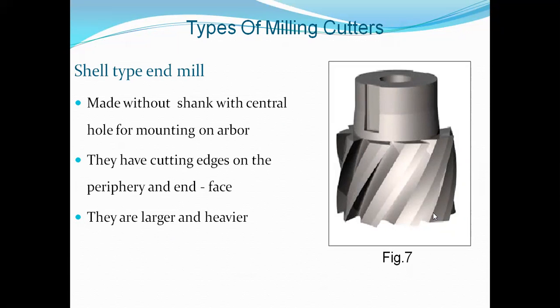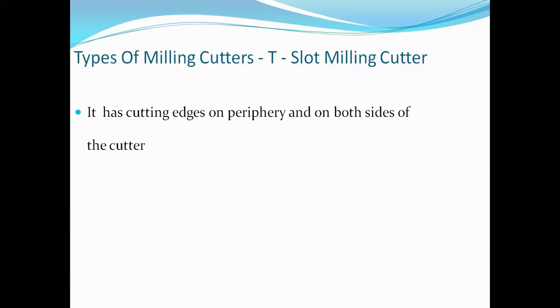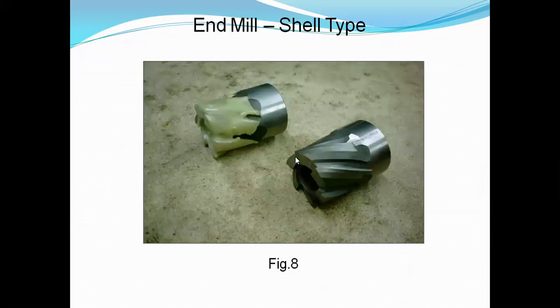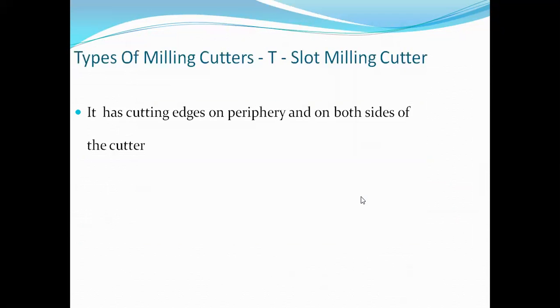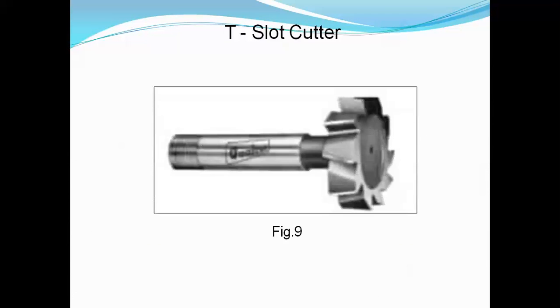End face means the downside also. So that's the reason it can be used for machining horizontal and vertical surfaces. Here we have cutting edges, and at the same time at the downside also cutting edges are there. Diameter ranges from 50 mm to 160 mm. So observe these cutting edges at the end side and also on its periphery. It has cutting edges on the periphery and on both sides of the cutter, used with a vertical spindle, used for machining the portion of a T-slot.